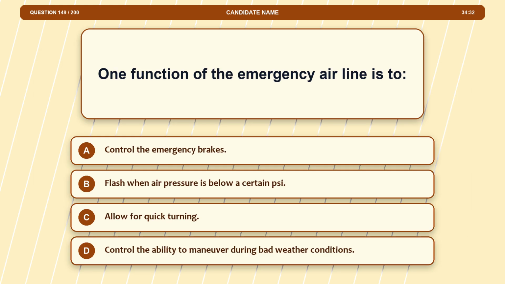Question 149. One function of the emergency air line is to: Option A, control the emergency brakes. Option B, flash when air pressure is below a certain psi. Option C, allow for quick turning. Option D, control the ability to maneuver during bad weather conditions.